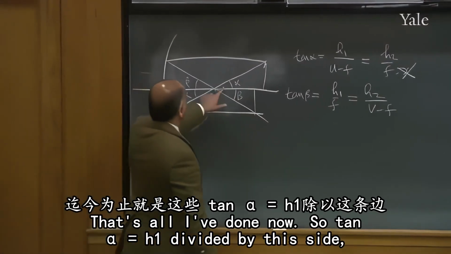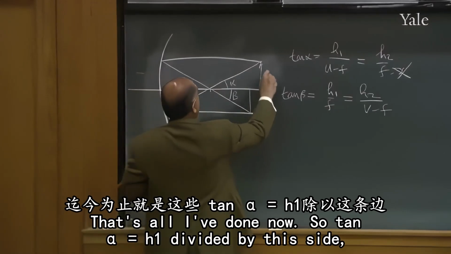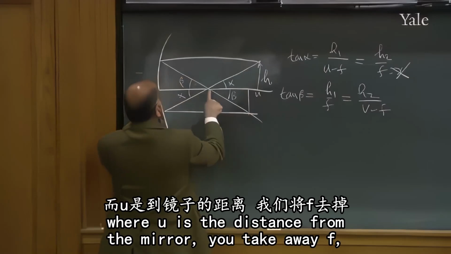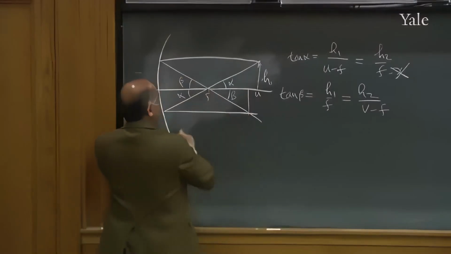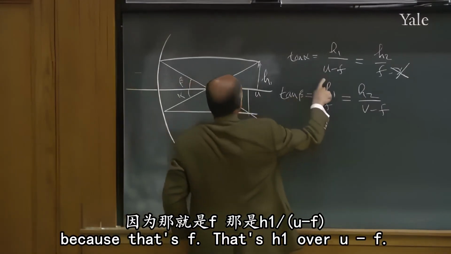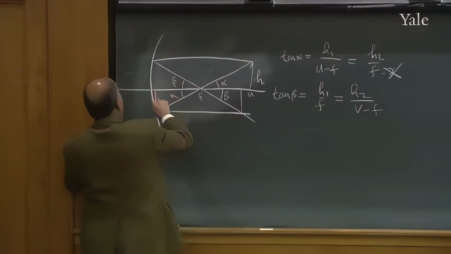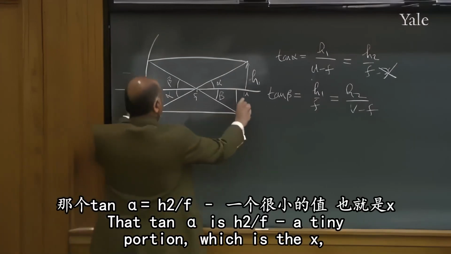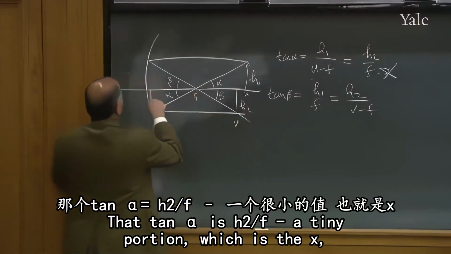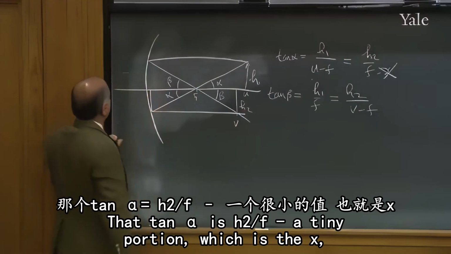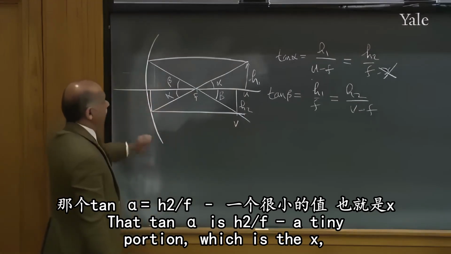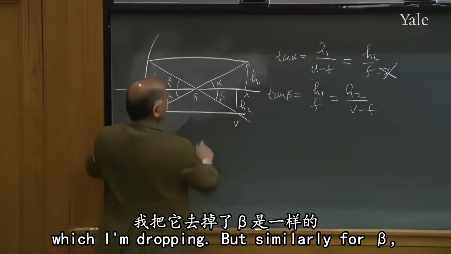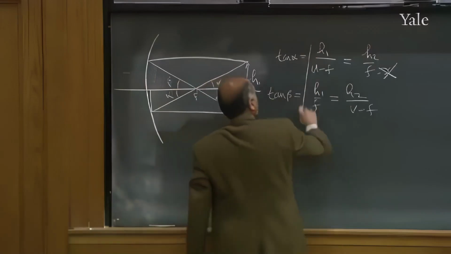So tan alpha is equal to h1 divided by this side, but u is the distance from the mirror. You take away f, because that's f. That's h1 over u minus f. It's the same as tan alpha measured on this triangle. That tan alpha is h2 divided by f minus a tiny portion, which is the x, which I'm dropping. Then similarly for beta, you have a similar rule. So here's all you can get out of these two rays.